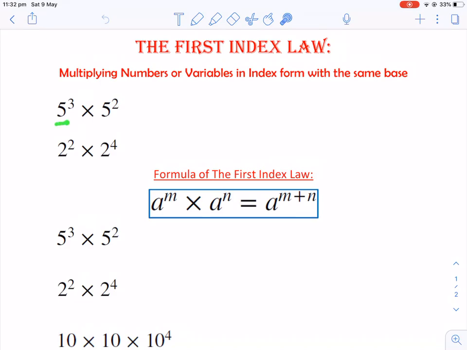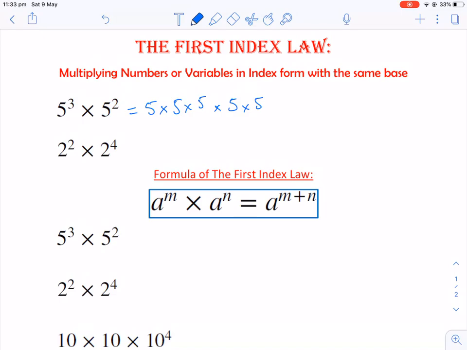So with the first example, if we do it manually, it's 5 to the power 3 times 5 to the power 2, or we say 5 cubed times 5 squared. These two numbers are in index form. If I do it manually, I'm going to rewrite them in factor form. So 5 cubed is 5 times 5 times 5, 3 number 5s multiplied together. And then we multiply with 5 squared. 5 squared is 5 times itself twice.